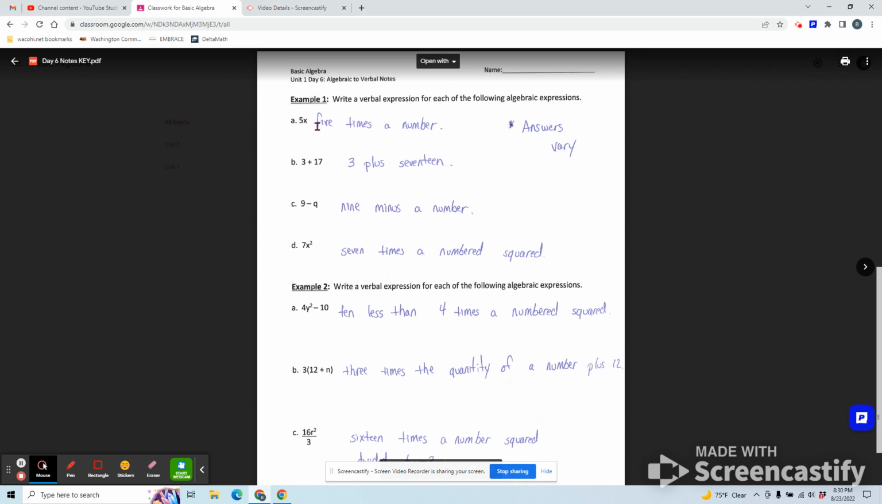5x, but what does that mean? What operation is going on between the 5 and the x? Well, that's multiplication. Well, another way to say multiplication is times. So 5 times a number. That's it. You don't have to solve it. You don't have to do anything else.